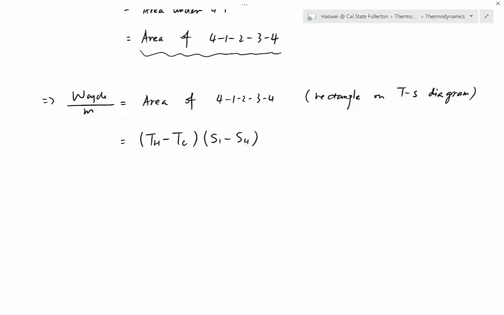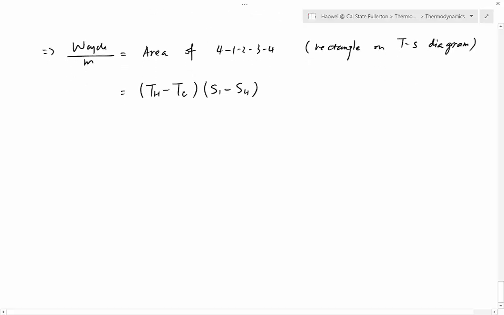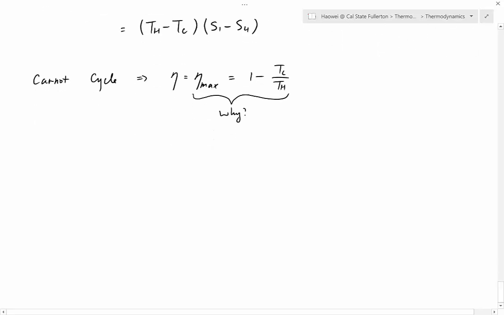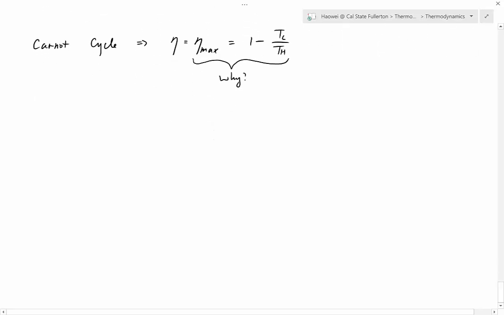Okay, so now one last thing. A few weeks ago, we told you if you have a Carnot cycle, eta must be equal to eta max, and eta max is equal to 1 minus Tc over Th. We never proved this equation. Today, finally, we can prove to you this is true. So here is the proof.